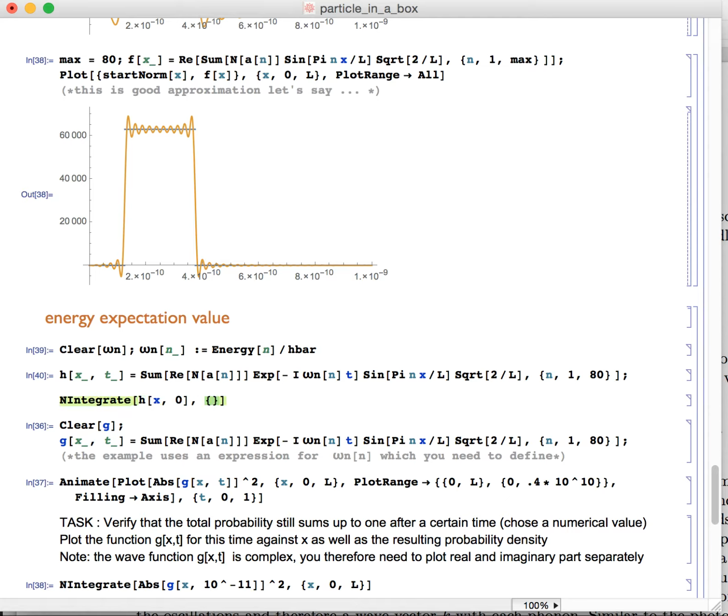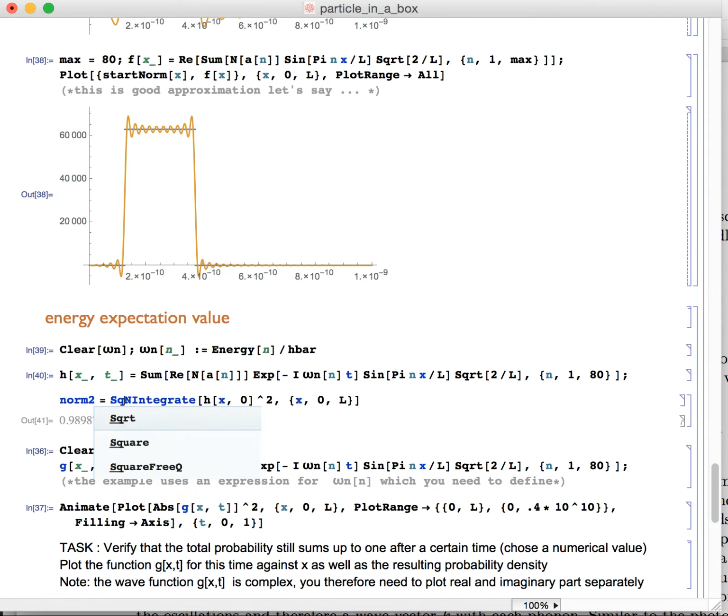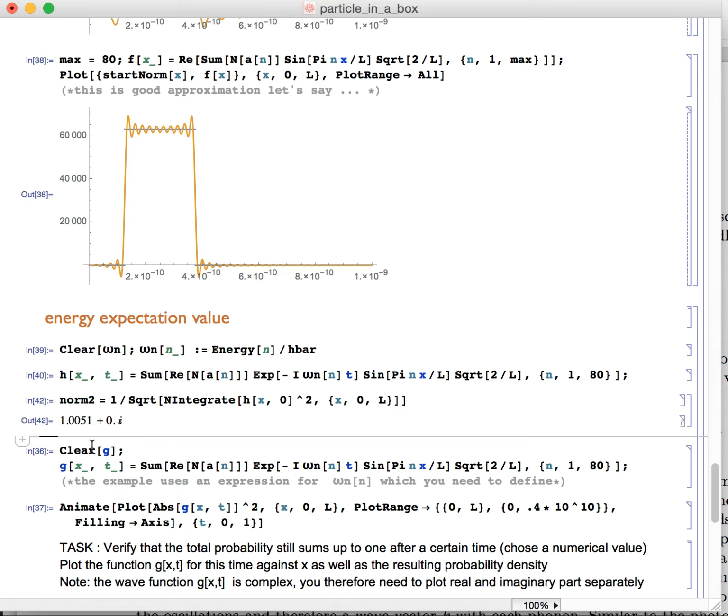And now we want to integrate from 0 to L. And here we take the square, of course. And then we see it's not directly 1, so we can call this again norm 2, if you want. And then the square root of that one. And then 1 over the square root, so we get this normalization factor. And then just to call it a day, we take the real part. So that's our normalization factor.